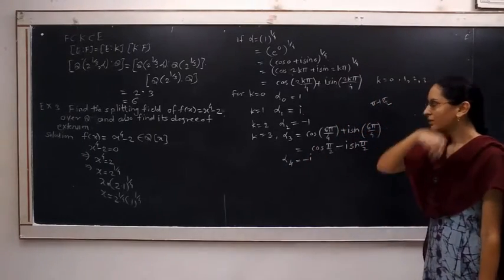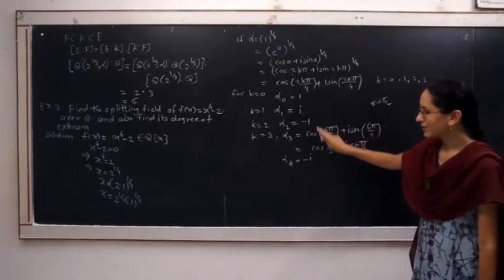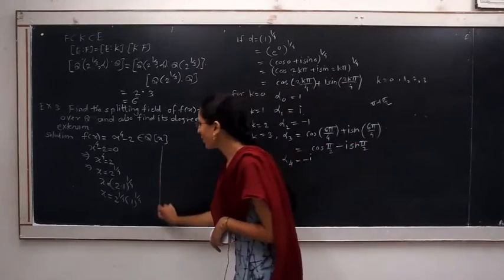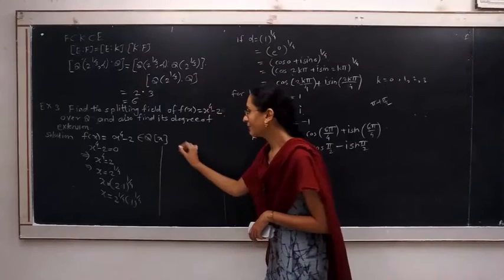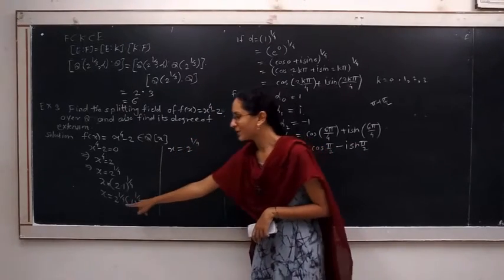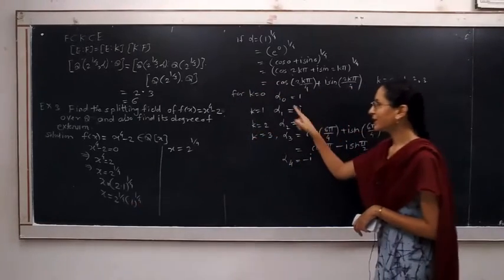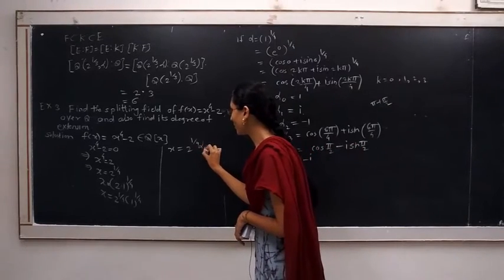Hence we have the 4th roots of unity: 1, i, minus 1 and minus i. So the roots of this polynomial x raised to 4 minus 2 equal to 0 are given by x equal to 2 raised to 1 by 4 multiplied by all the fourth roots of unity. The first fourth root of unity is alpha 0, so 2 raised to 1 by 4 into alpha 0.